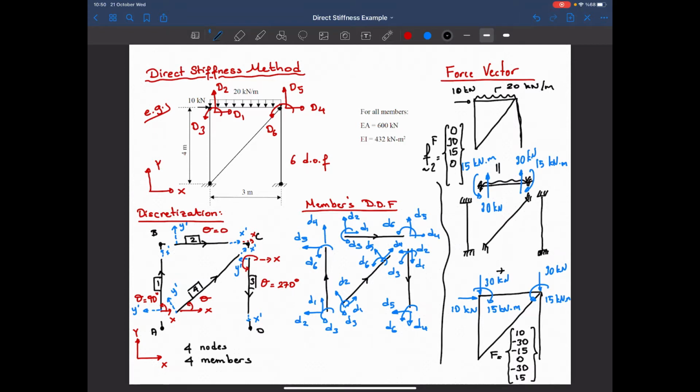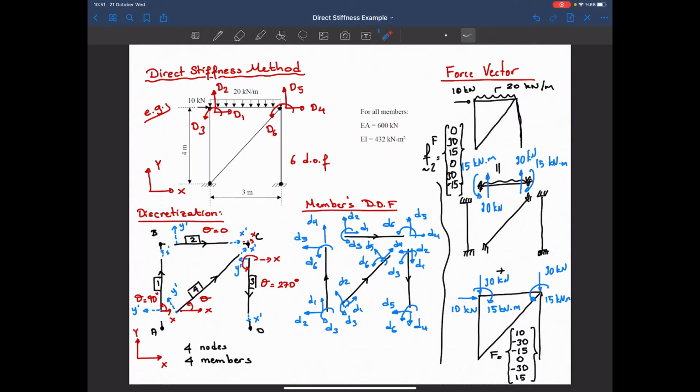D4, nothing. D5 is in the upward direction, again 30. And D6 is in the clockwise direction, this is minus 15. So that's the fixed end force vector. And remember, while writing the fixed end force vector, I'm using the local axis of the member. Why? While recovering the member end forces, we always use the local axis of the members, because the forces in this direction will be the axial force, the forces in that direction will be the shear forces, and so on. These are the forces that we will be using in the design.